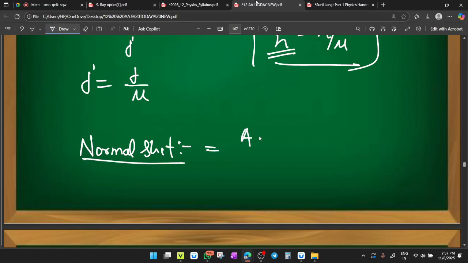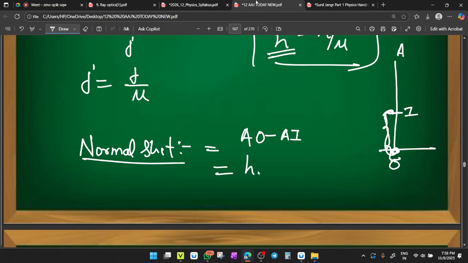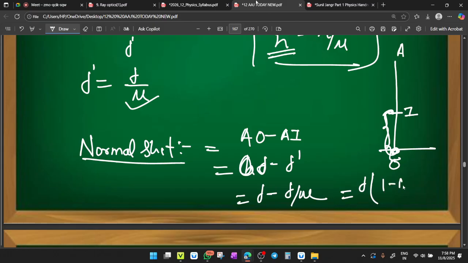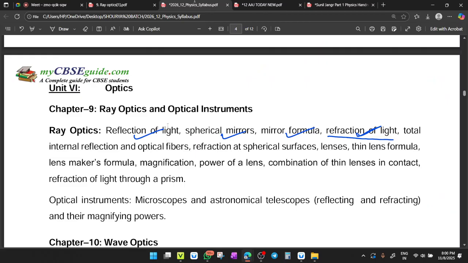Okay, once again, what is the normal shift? This equals to AO minus AI. Your object is here, that is AO, and the virtual image is here, I. So this variation in position is called normal shift, AO minus AI. So this is equals to D minus D dash, D minus D by mu, because we got D dash as D upon mu. D taken common, 1 minus 1 by mu. Now write all the things. Okay, students, the refraction part of this chapter is totally completed.